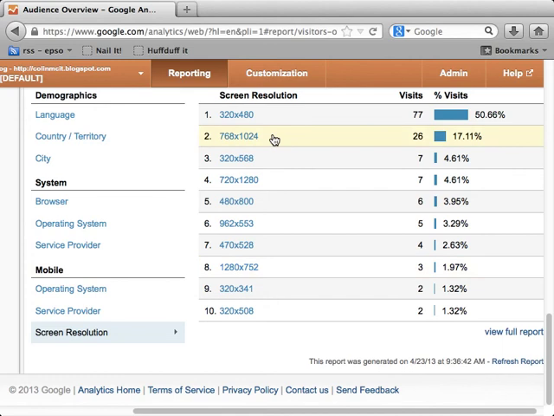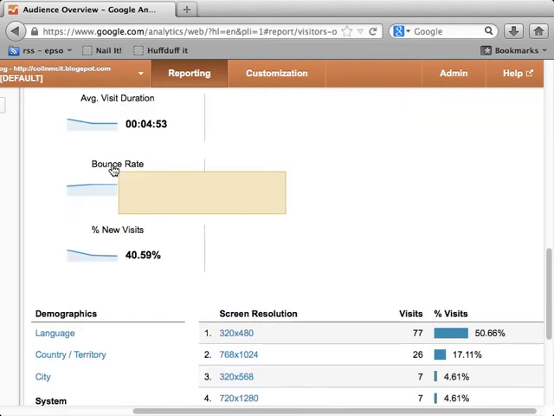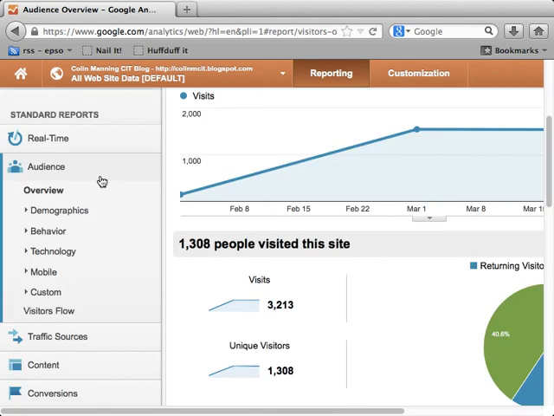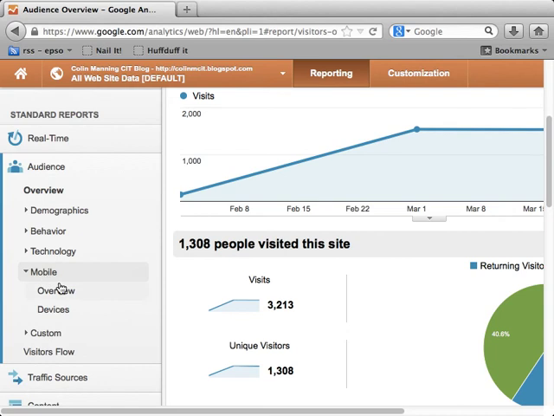For a new screen. Again, whatever, it isn't such a big deal as long as you know what your visitors have at their disposal, and you must design your site then to fit in with those. Now, there was much more information over here. Demographics, behavior, technology, mobile, was that what we saw?